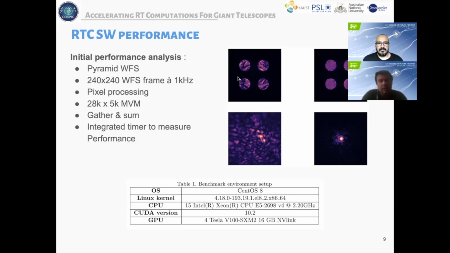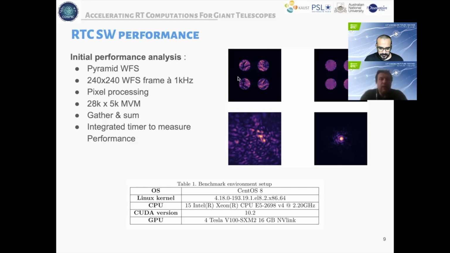So what we do here is we acquire a 240 by 240 wavefront sensor frame at this frame rate of 1 kilohertz. We process the pixel data, doing some integration, averaging, and a number of things to come up with a vector of measurements that we multiply by a control matrix through a matrix vector multiply to get to the actuator's command. The size of the matrix is typically 25K by 5K.